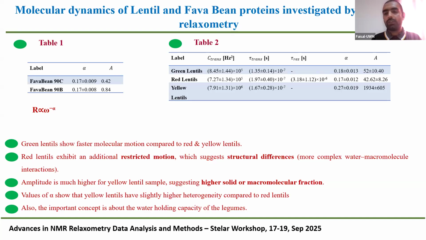And then we have the values of alpha. If we differentiate between all of these lentils, we can say that the yellow lentils have slightly higher heterogeneity compared to the red samples, because you can see the value of alpha of the yellow lentil is higher. Also, an important concept is the water holding capacity of the legumes, how much ability they have to hold the water or to hold the protein.